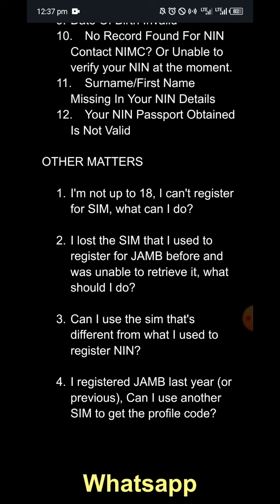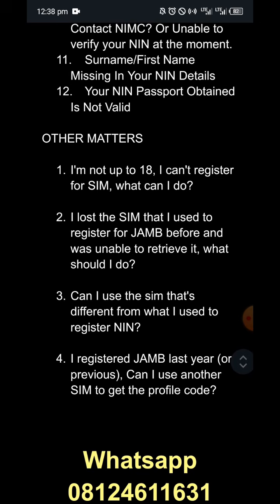Another thing you should note is that whatever SIM that you use to register for profile code will be used to check your JAMB results, whenever the result is out. So you have to ensure that you make use of your own phone number that you registered yourself, and if you are not 18, make use of your parents' phone number, or maybe your guidance that you'll be staying with.